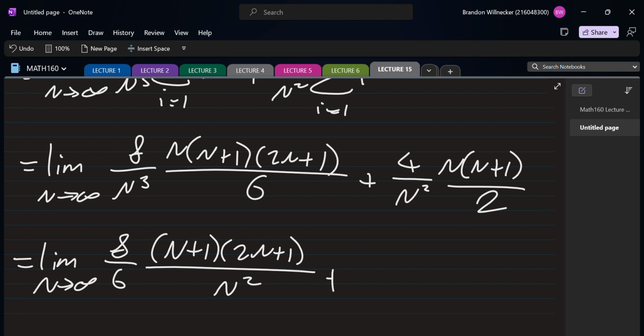Okay, plus 4 over 2, that will be a 2. N at the top, n squared at the bottom. We're left with an n at the bottom, so it will be n plus 1 over n.